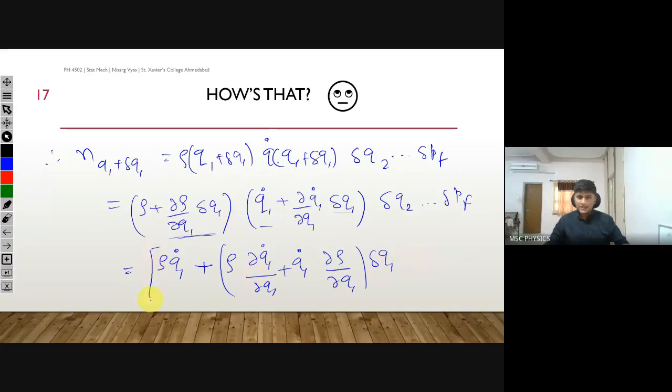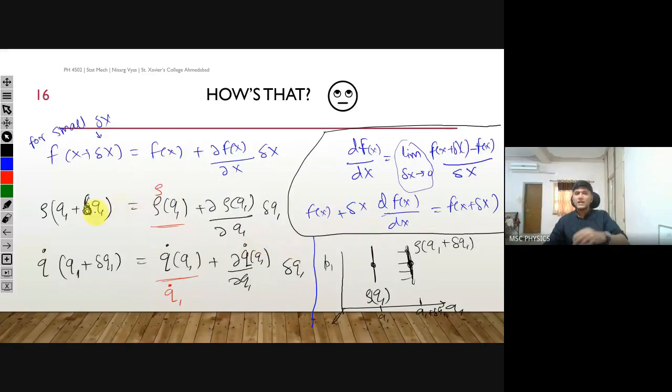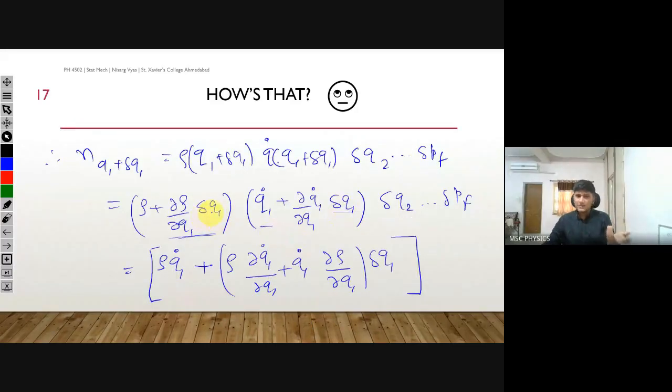And I'm neglecting the product of these two guys, the product of delta Q1 times delta Q1. Why am I neglecting it? Because I expanded these terms by assuming that delta Q1 is small. It is tremendously small. So if delta Q1 itself is small and you multiply this guy with the last guy, then it will be delta Q1 square. If you multiply 0.001 with 0.001, it will be 0.000001, which is even smaller. So you can neglect that term, and you write all other terms as they are, delta Pn.